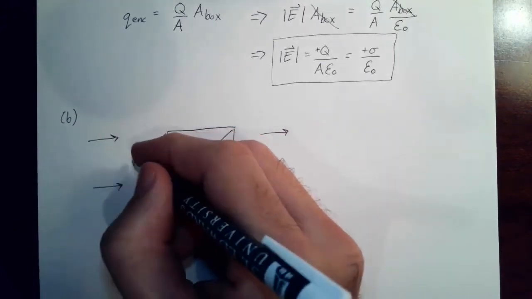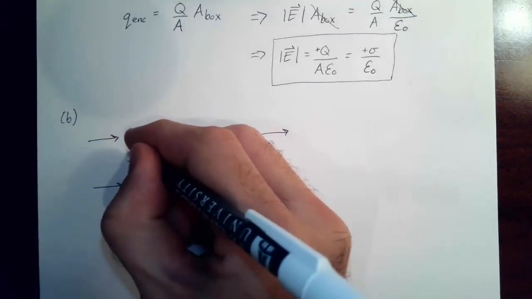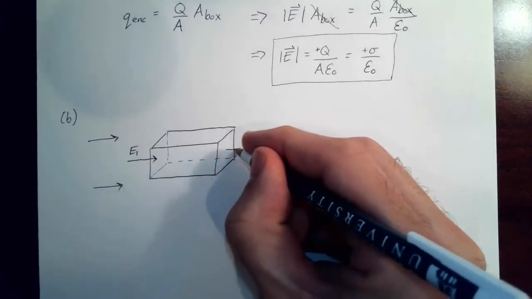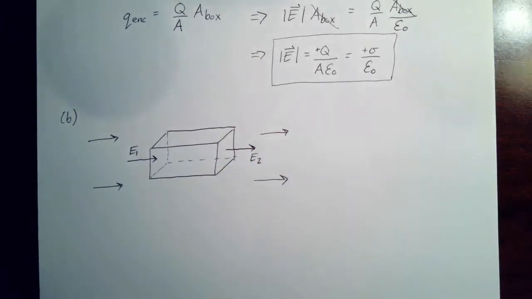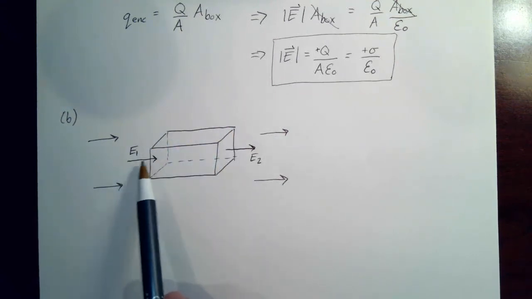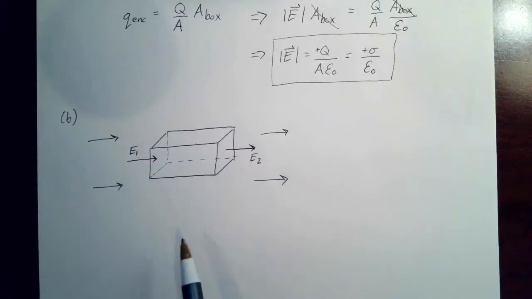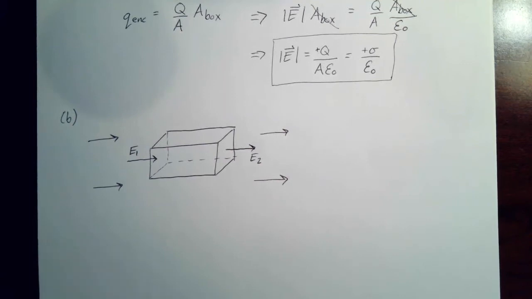So over here on the left side, let's say I've got an electric field coming into the box, E1. And over here on the right side, I've got an electric field coming out of the box, E2. My goal is to show that E1 equals E2, because that would argue that for any box that I draw, if E1 on the left side is equal to E2 on the right side, then E must be the same everywhere between the two plates, because it's true for any box that I draw. Okay, so that's what we're going to show with Gauss's law.